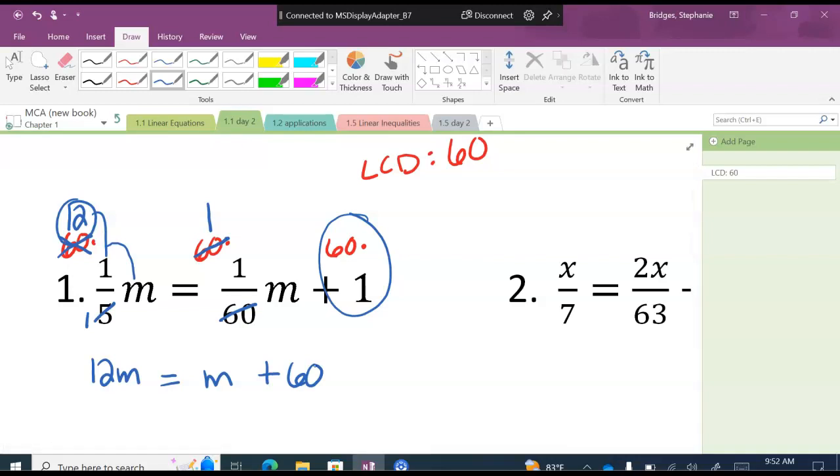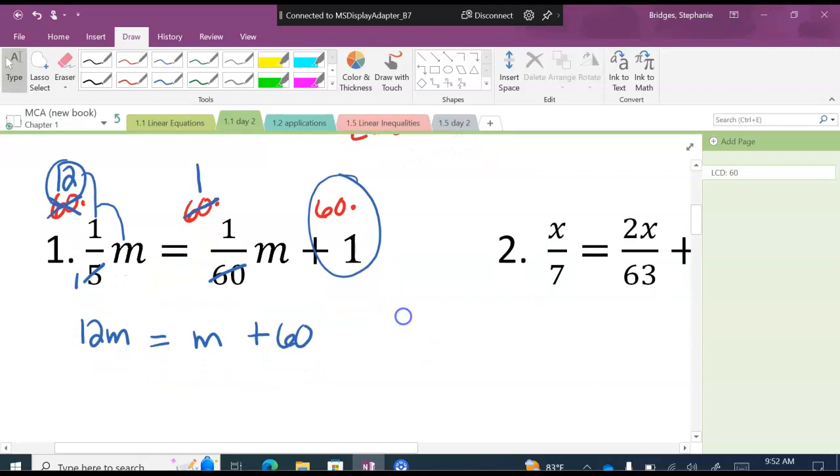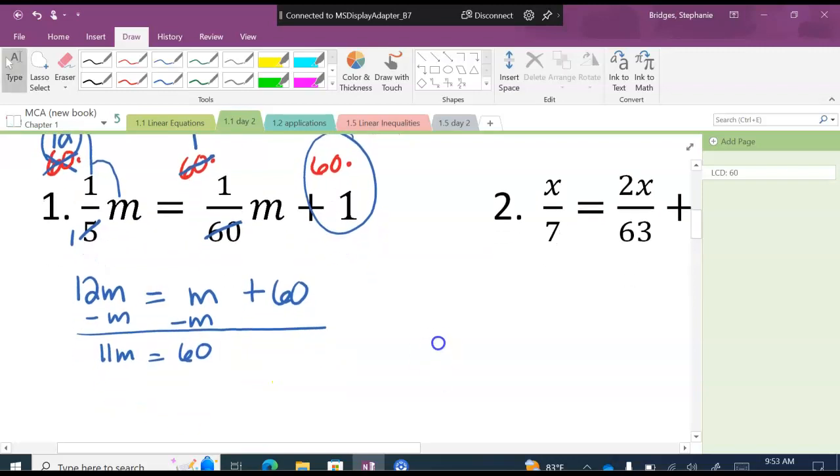You can get fractions as answers, okay? But we've gotten rid of the fractions to help ourselves solve this one a little bit easier. We're going to subtract our m over. That is going to give me 11m equals 60. I'm going to divide through by 11.